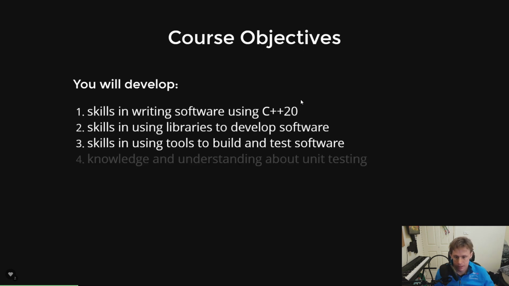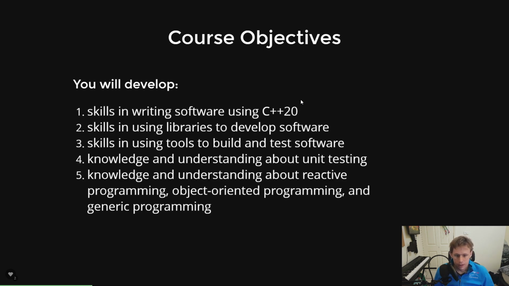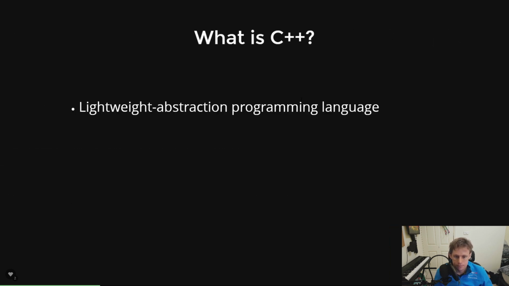Okay, what are the course objectives? These are super boring, but we generally want you to be comfortable writing C++20, using libraries with C++20, giving you some testing frameworks and software to use and work with, and also learn a little bit more about object-oriented programming in the context of C++, as well as generic programming. Basically, if you've done Java, that's like Java templates and stuff. That's the key point of what we're teaching in the course.